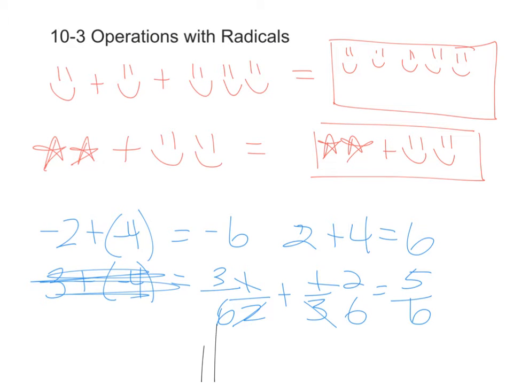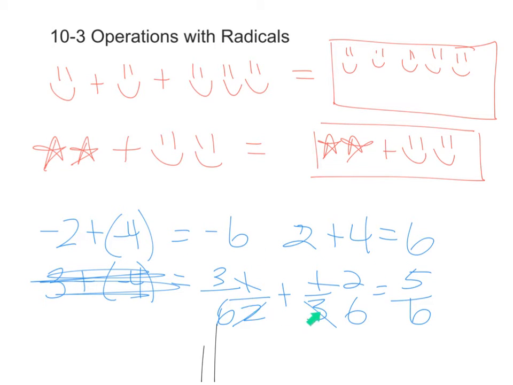10-3 operations with radicals. The big idea here is that you can only add things that are like. So this is taking you back to kindergarten, where we added images like smiley face plus 3 smiley faces is 5 smiley faces, and adding negatives such as -2 and -4 equals -6. Because they're both negatives, we can add them. These are both positives, we can add them.